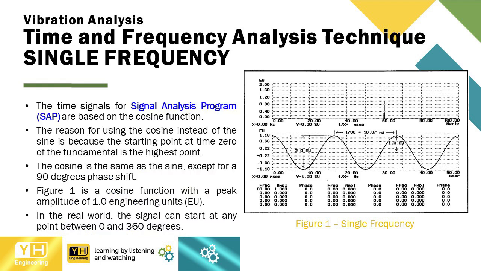The time signals for the signal analysis program, or SAP, are based on the cosine function. The reason for using the cosine instead of the sine is that the starting point at time 0 of the fundamental is the highest point. The cosine is the same as the sine, except for a 90 degrees phase shift. Figure 1 is a cosine function with a peak amplitude of 1.0 engineering units, or EU. In the real world, the signal can start at any point between 0 and 360 degrees.